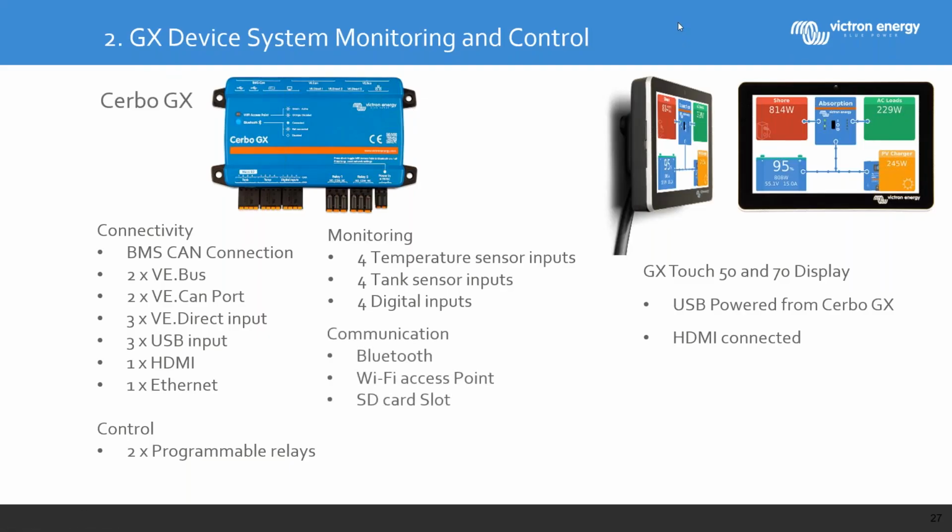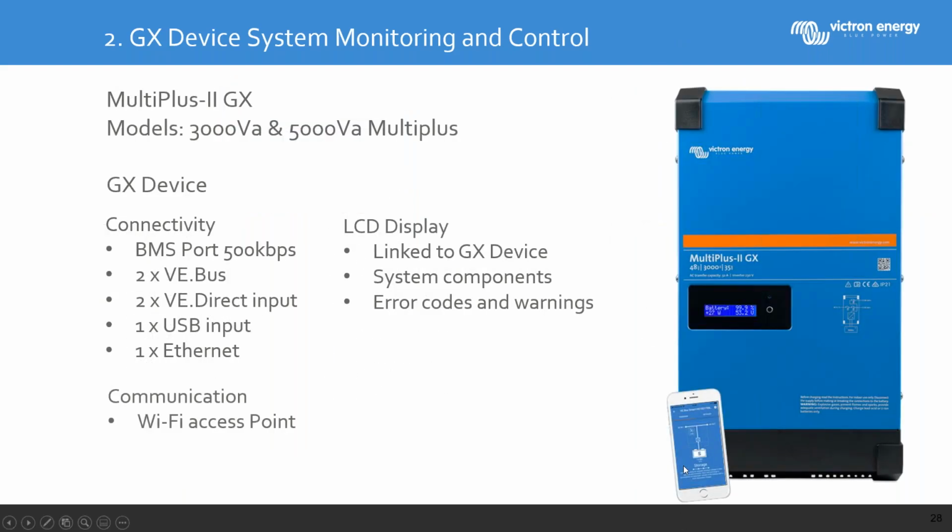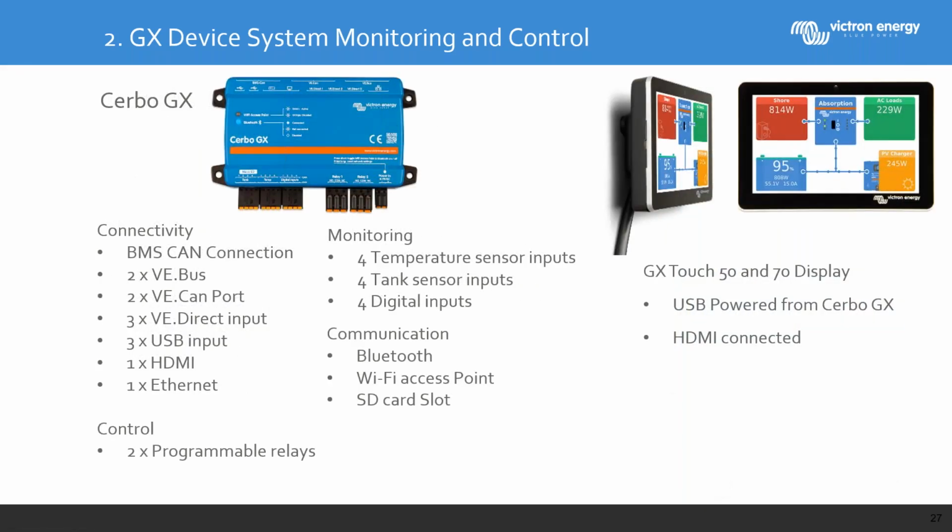So you can connect a lithium battery to the GX device, and you have a VE.Direct port, so you can also connect VE.Direct MPPTs. You can also connect VE.Can MPPTs. There are programmable relays, so we can easily control a generator, the start and stop of a generator. You can also connect temperature sensors, tank sensors, and digital inputs. So it's a really powerful tool.